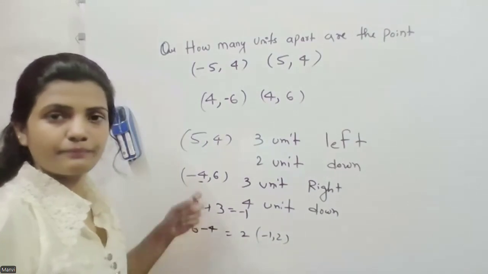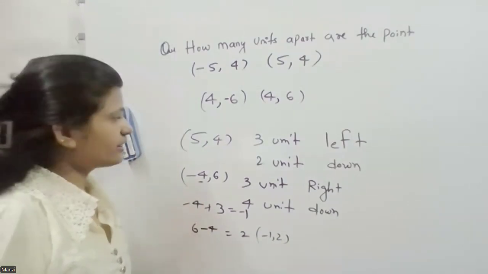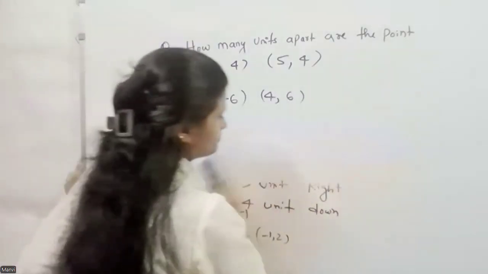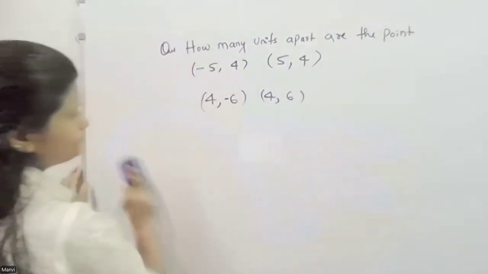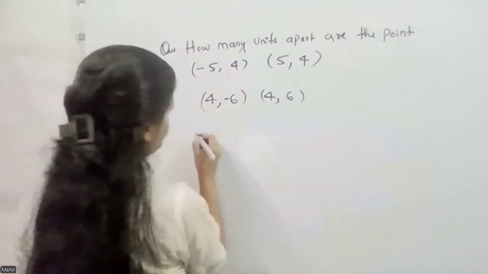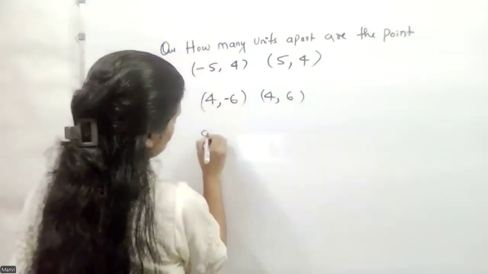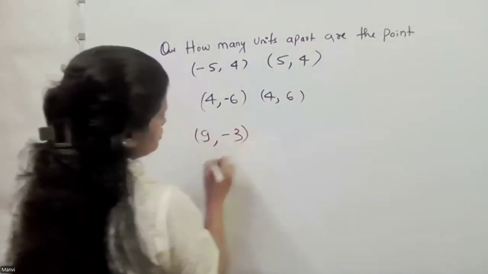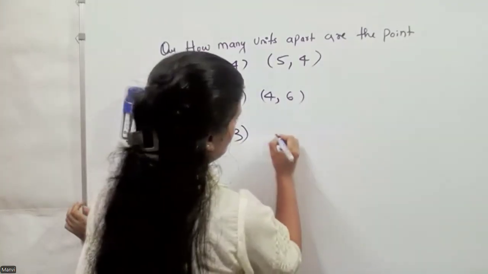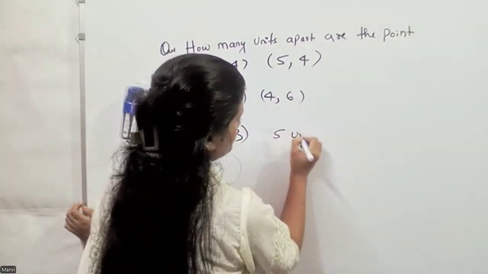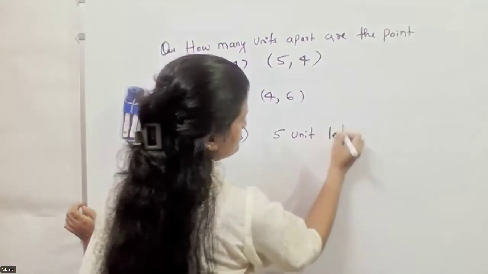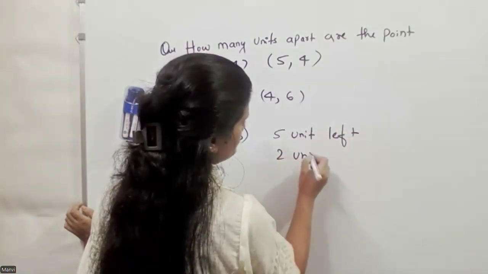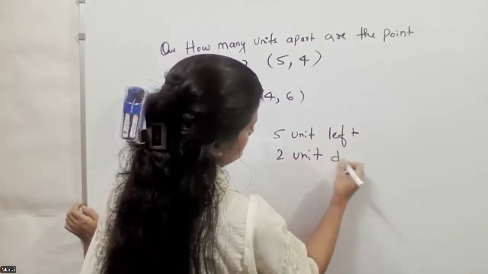Always solve this way. Okay? Try one more. The point is 9 comma minus 3, and this goes 5 units left and 2 units down.